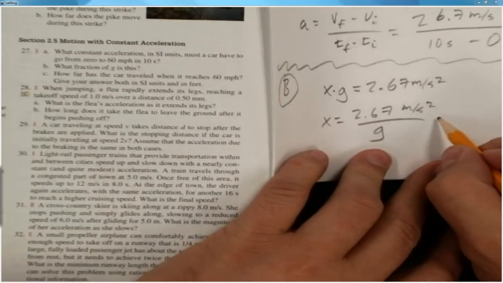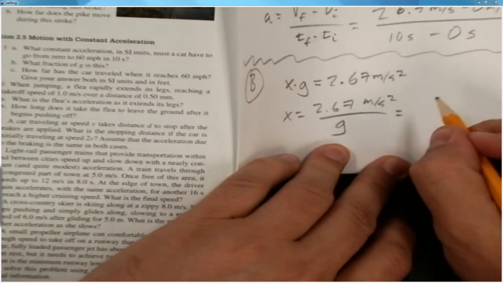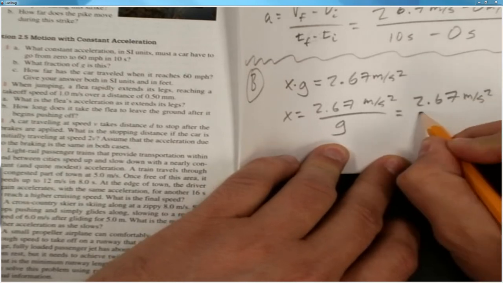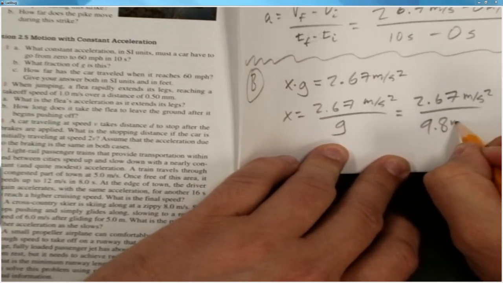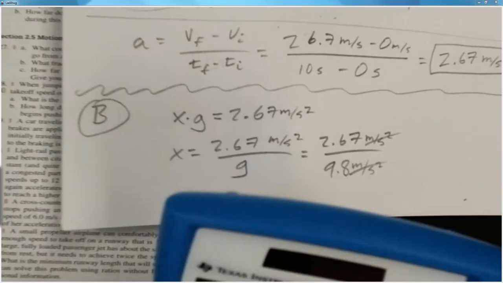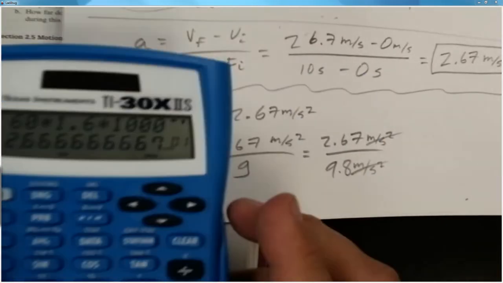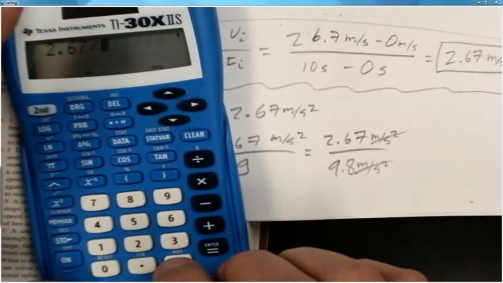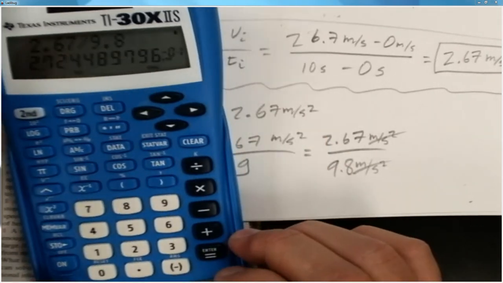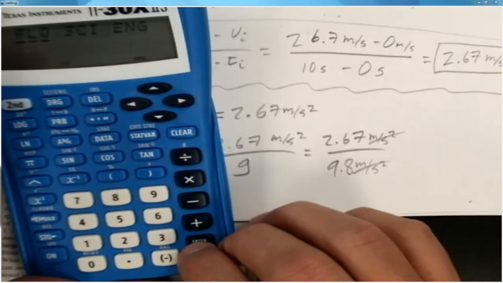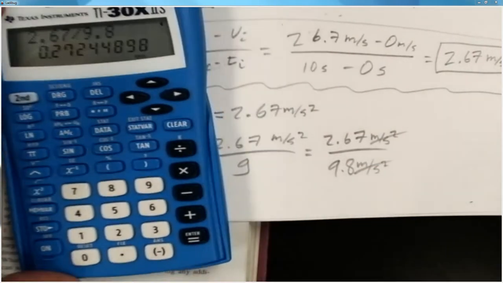So then let's plug in 9.8 here. 2.67 meters per second squared over 9.8 meters per second squared. I have meters per second squared in the top and the bottom, so they both cancel out. I take my handy dandy calculator, and I say 2.67 divided by 9.8. And I get 0.27.